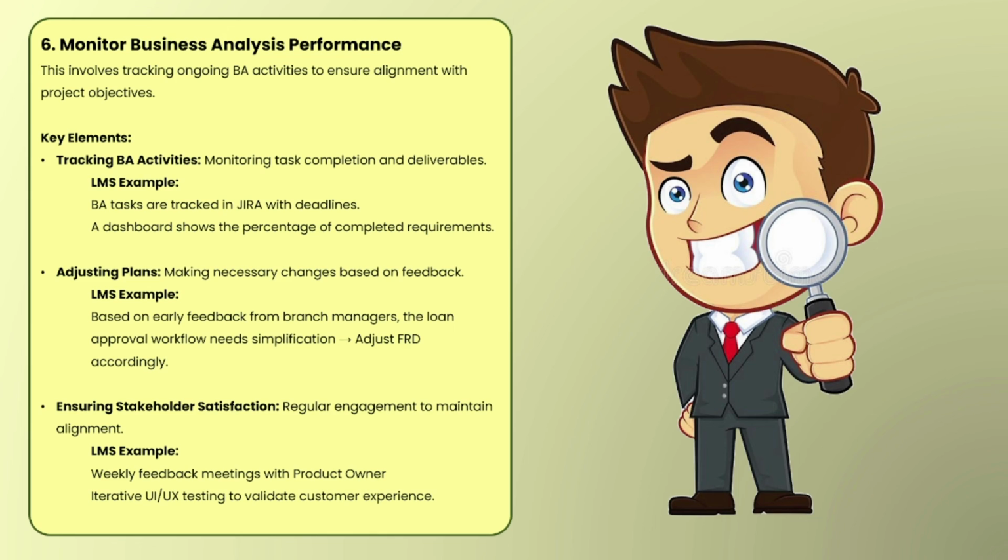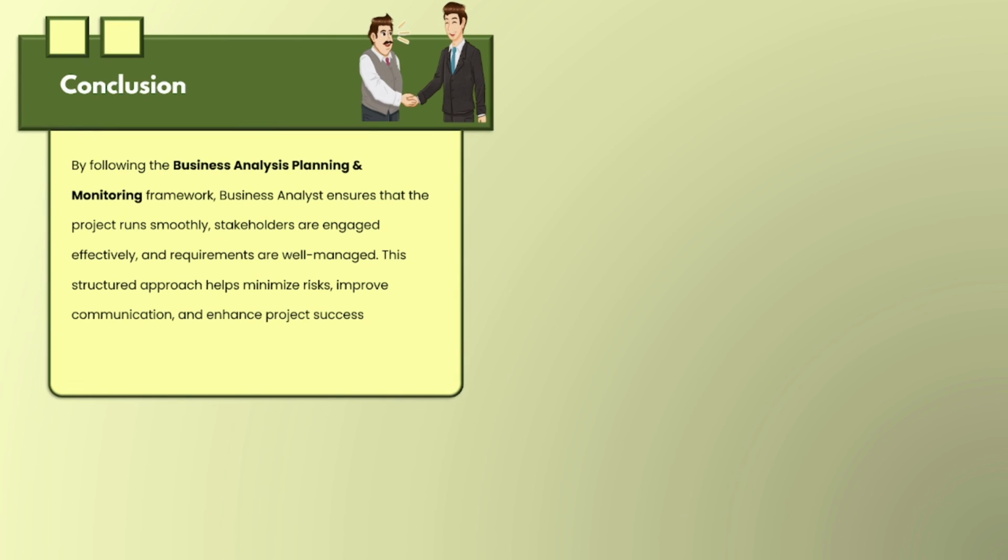So let's conclude this topic. By following the business analysis planning and monitoring framework, a business analyst ensures that the project runs smoothly, stakeholders are engaged effectively, and requirements are well managed. This structured approach helps minimize risk, improve communication, and enhance project success. In short, BAMP is the BA's game plan: who to talk to, what to do, where to save stuff, and how to stay on track. Think of it as your BA's survival kit. Plan smart, stay organized, and avoid the chaos.